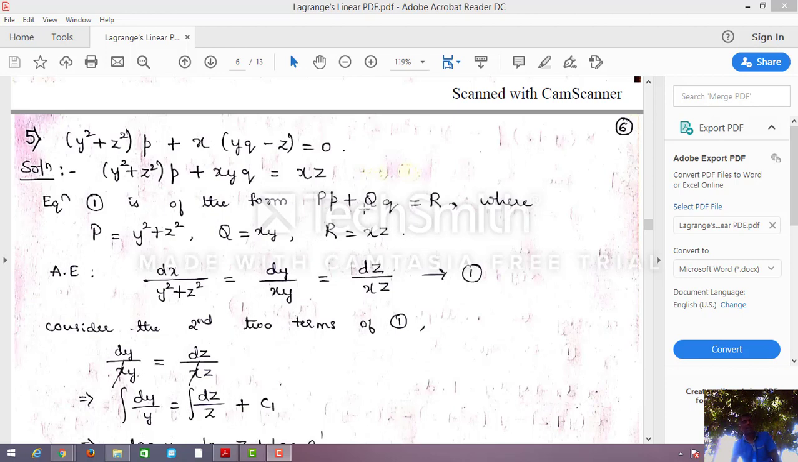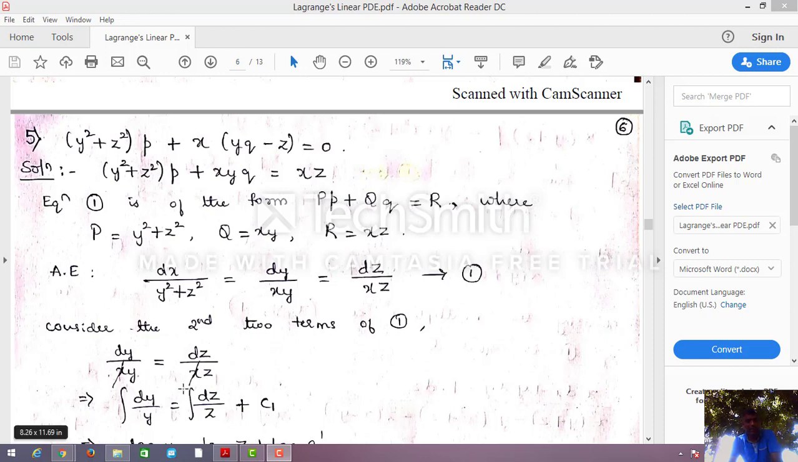Now we will write this in the auxiliary equation form. The auxiliary equation is dx by (y square plus z square) equal to dy by x y equal to dz by x z. This is the P value, this is the Q value, this is the R value. Now if I equate the first and second terms, it is not possible to simplify. So in this equation 1, I will equate the second and third terms first, dy by x y equal to dz by x z.